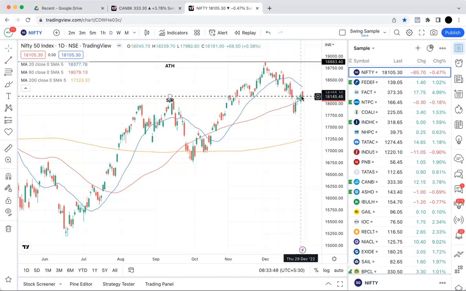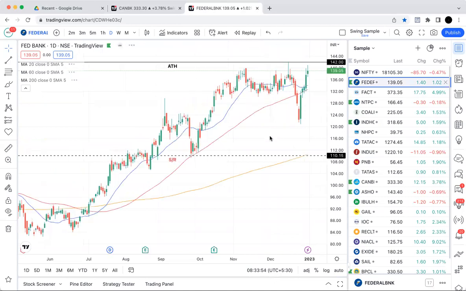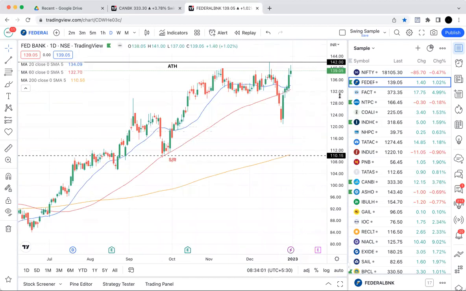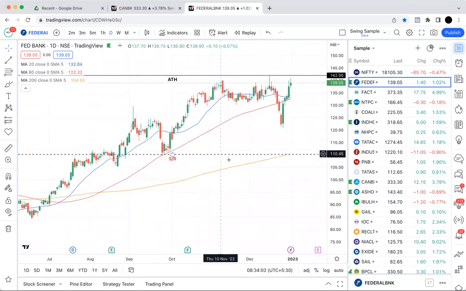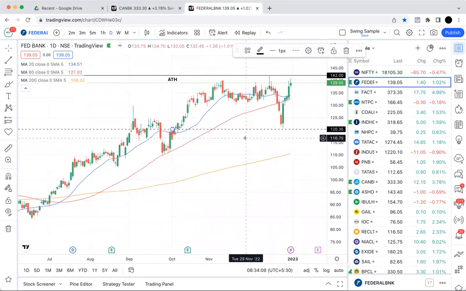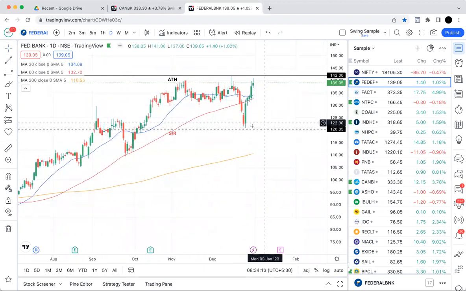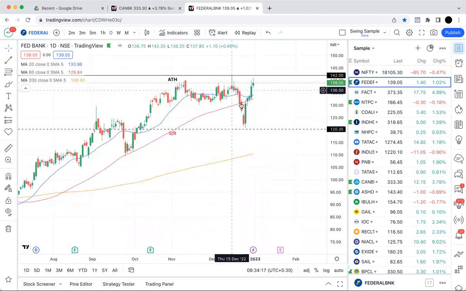Let me show you a couple of stocks below this, on this watch list, to show you what we need to do right now. For example, if you're looking at a stock like Federal Bank, here's an example. What I would do is draw the lines of support and resistance. Here is a line of support on the bottom right here. I hope you can see that. That's because the price tried to come down here and found support right here.